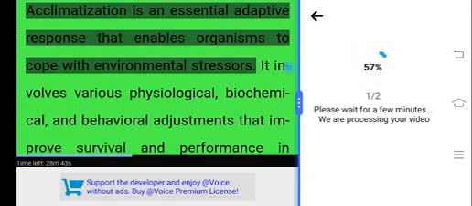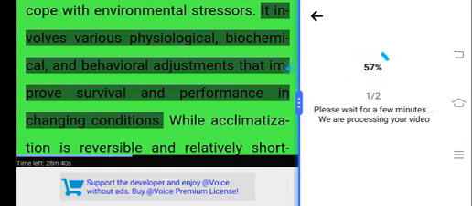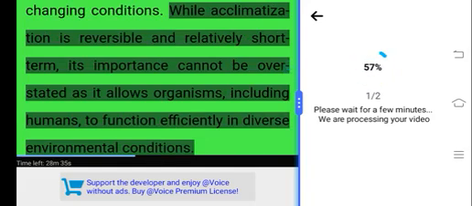Conclusion. Acclimatization is an essential adaptive response that enables organisms to cope with environmental stressors. It involves various physiological, biochemical, and behavioral adjustments that improve survival and performance in changing conditions. While acclimatization is reversible and relatively short-term, its importance cannot be overstated as it allows organisms, including humans, to function efficiently in diverse environmental conditions.